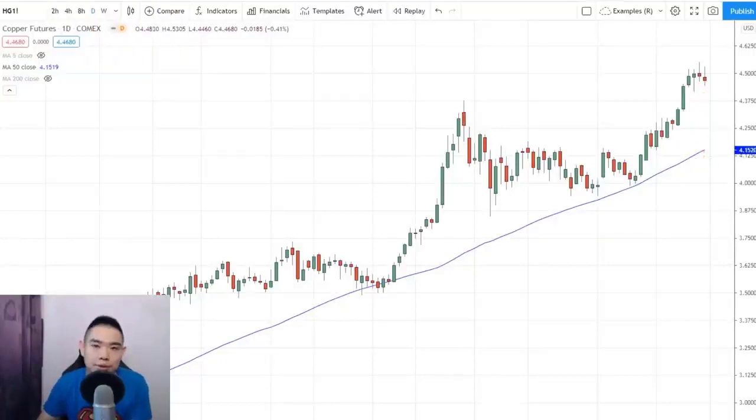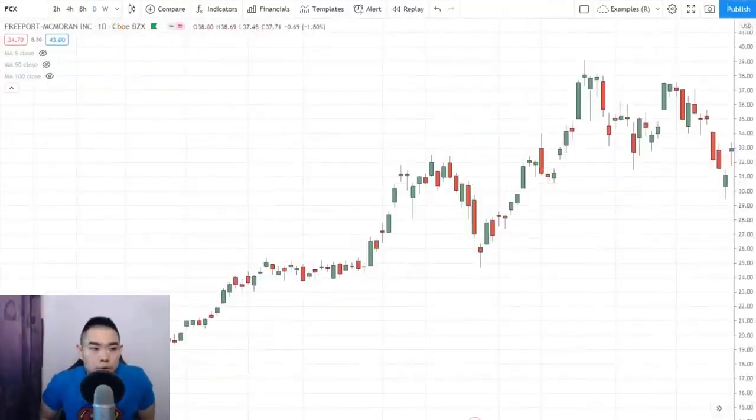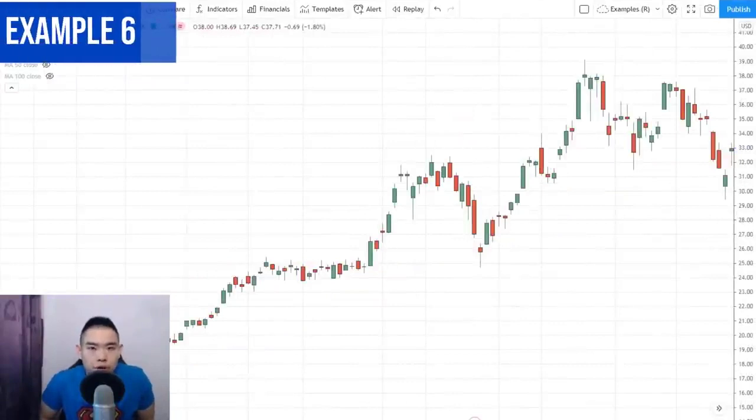Moving on to another example. Okay, so this one here is a stock trading example, and the reason why I'm sharing this with you is to let you know that the concepts, the strategies and techniques that you've learned can be applied right across different markets: forex, stocks, commodities, futures, etc. So this stock here is FCX, the ticker.